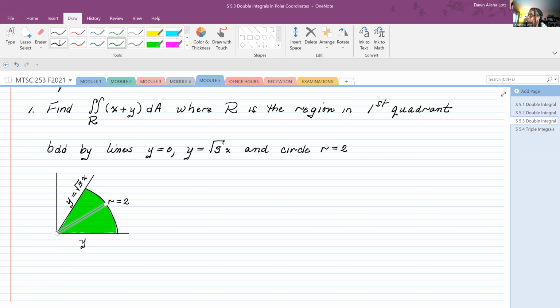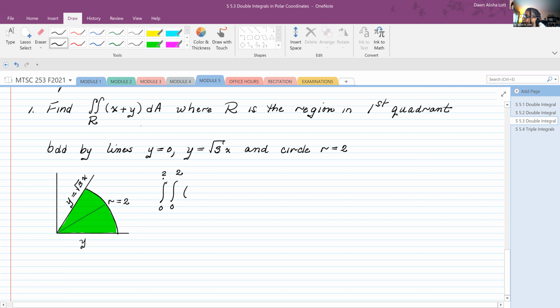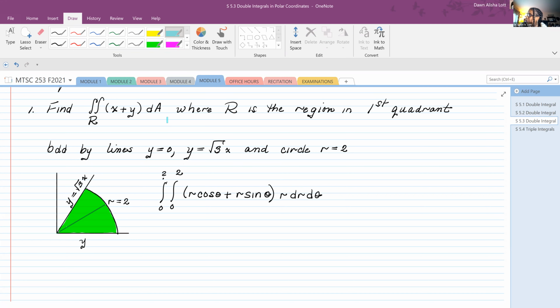So far we already know that R is going to start at 0 and go to 2. Theta is going to start at 0 and go to this line, which we don't know yet. In the place of x, I'm going to have r cosine theta, and in the place of y, I'm going to have r sine theta. And in the place of dA, I'm going to have r dr d theta. So the only thing I need to figure out is that.